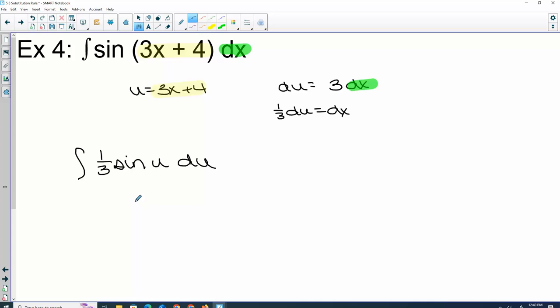Then, what is the antiderivative of sine? Negative cosine. Because the derivative of cosine is negative sine, the antiderivative of sine is negative cosine. Sorry, I never get that right. Plus C. And then negative 1/3 cosine of 3x plus 4, plus C.